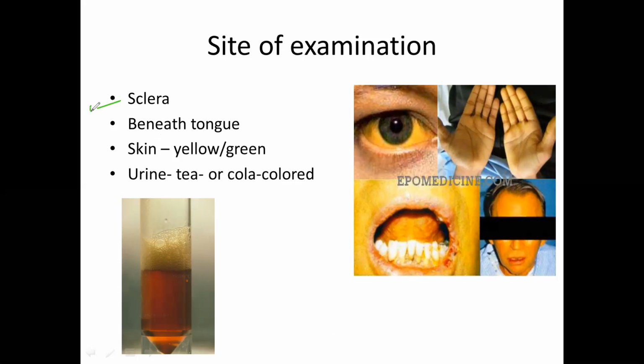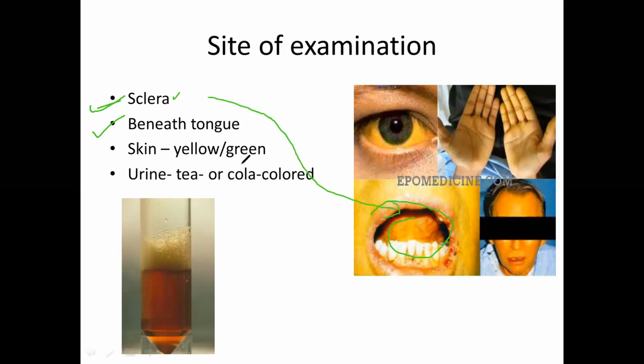If the sclera is yellowish, the next common site which should be inspected is beneath the tongue. Here in this diagram you can see there is a yellowish discoloration of the tongue. So whenever you get yellowish discoloration of the sclera, after that you should inspect the tongue. Then after the tongue, the skin should be looked at for yellowish discoloration.